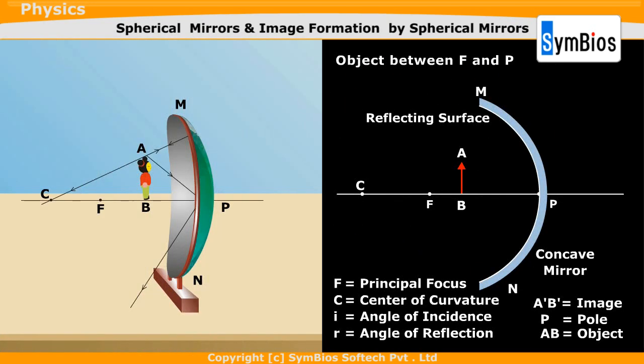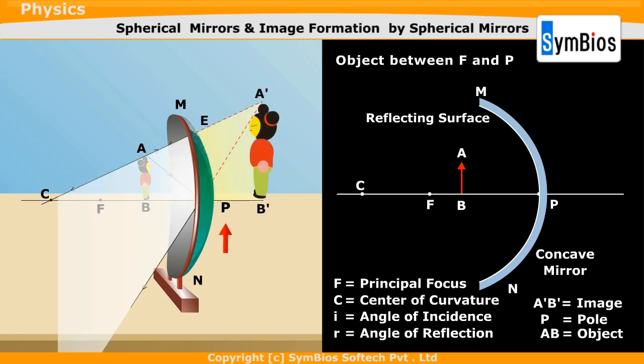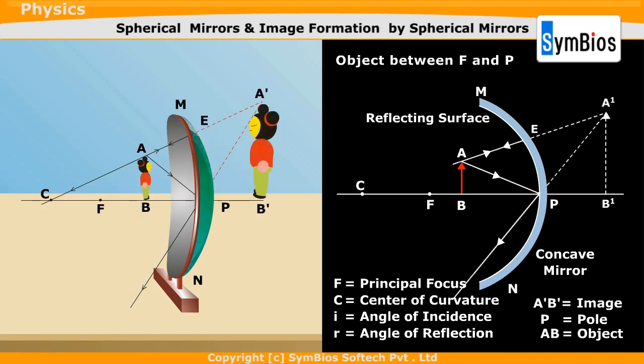Now let us move the doll even closer to the mirror so that it lies between F plane and P plane. You can see an enlarged image inside the mirror. This is a virtual image and cannot be captured on the screen.